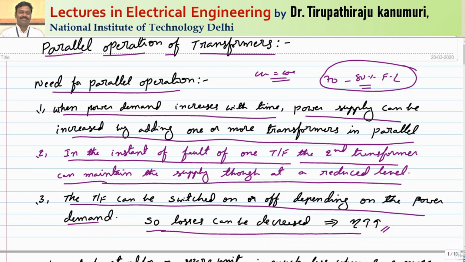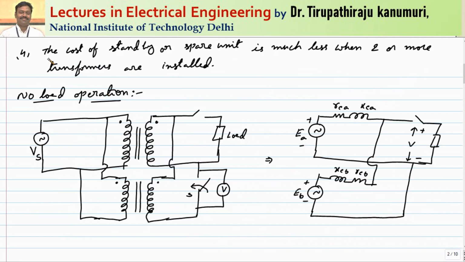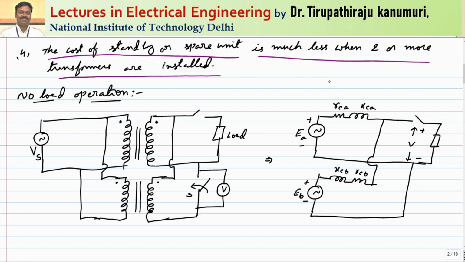Now coming to the next one: the cost of the standby or spare unit is much less when two or more transformers are installed. When you are installing more than two transformers, because we always have to maintain one spare transformer since we don't know when a problem will come to any one transformer, the spare transformer capacity will be the capacity of any one transformer. So if small transformers are used, the spare transformer capacity will be less, so automatically the cost will be less. The same thing is done in generating stations. Multiple generators of a somewhat smaller capacity are used, so that the spare capacity requirement will be less.